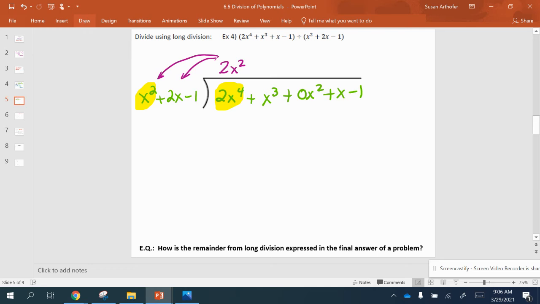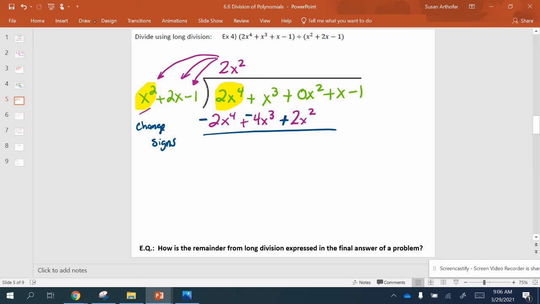So now remember you have to distribute, but this time 3 times. So 2x squared times x squared is 2x to the 4th. 2x squared times 2x is 4x to the 3rd. 2x squared times a negative 1 is a negative 2x squared. So you distribute. Then remember to change signs. So this will be a negative, this will be a negative, and this will be a positive. That way things cancel, right?